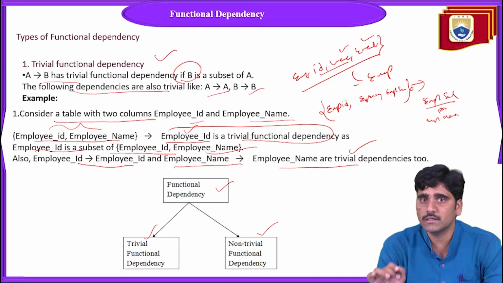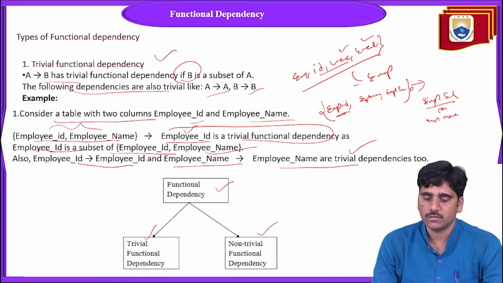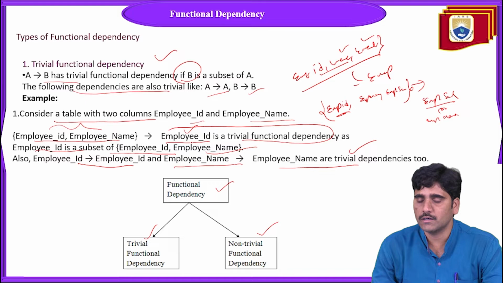If it exists in the table, then you can retrieve the values of employee ID, employee name, or employee salary. They are trivially dependent on employee ID also. They are trivially dependent on employee ID, so that we will retrieve the values. So this is a trivial functional dependency.